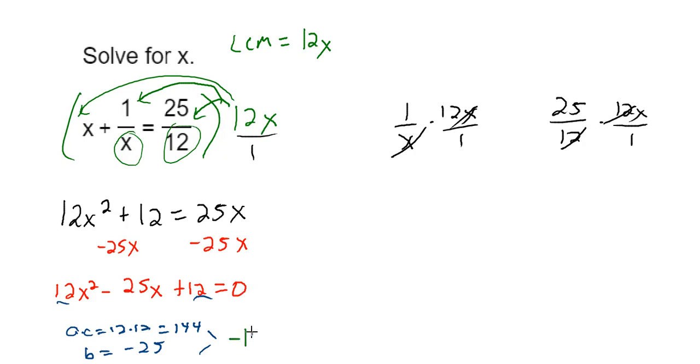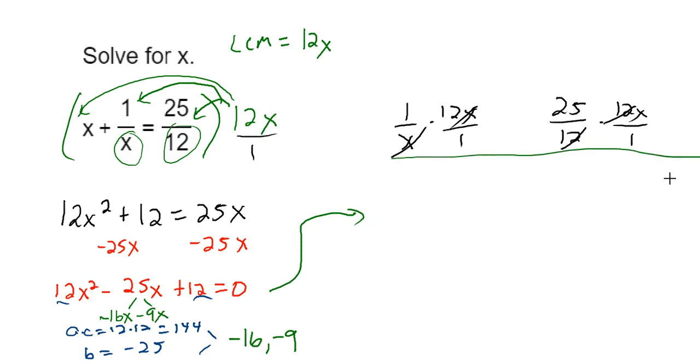So here, the two numbers, in case you're wondering, would be negative 16 and negative 9. Those multiply to positive 144. They add to negative 25. So remember, what we do with those two numbers is we split up the middle term and rewrite negative 25x as negative 16x minus 9x. So let's continue that over here. And so we'll have 12x squared minus 16x, and then we'll have negative 9x plus 12 equals 0.